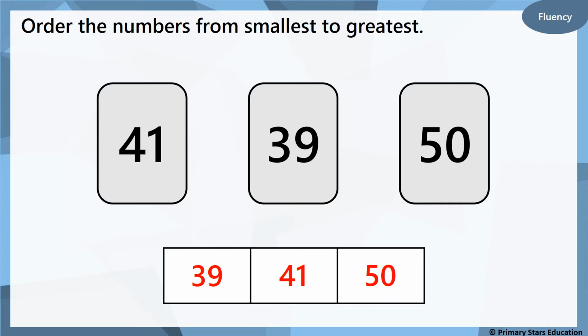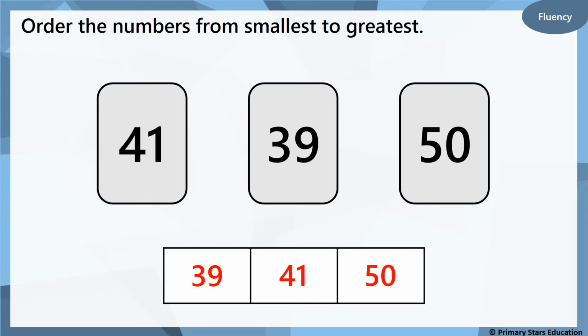How did you order those numbers? What do you look at first? So first we look in the tens, don't we, when we're ordering? So we look at these numbers as 41, 39 and 50. We look at the number with the smallest amount of tens first, which in this case was 39 because there's only 3 tens. And then we had a look at the one that had the next smallest amount of tens, which was 41, because how many groups of 10 does 40 have in it? 4, doesn't it? So that one was next. And then finally, we have 5 groups of 10 in 50, so that's our greatest number.